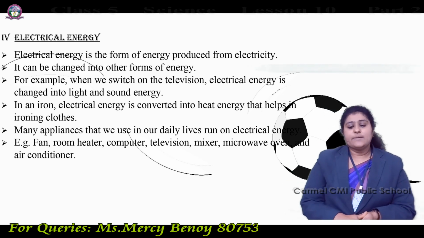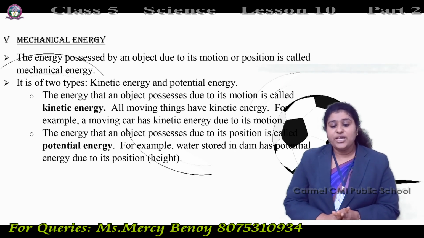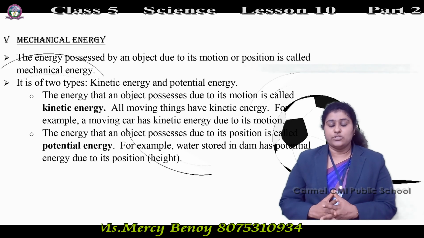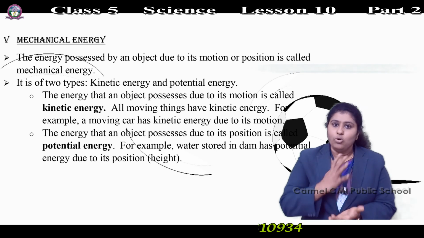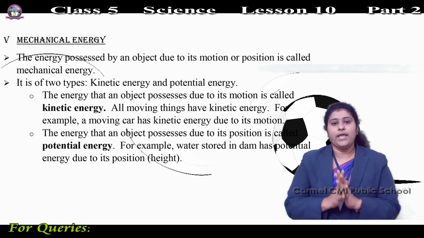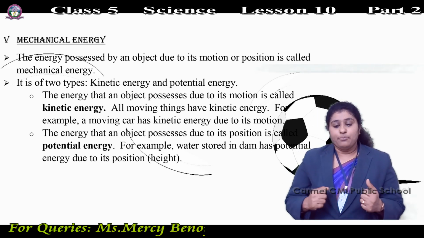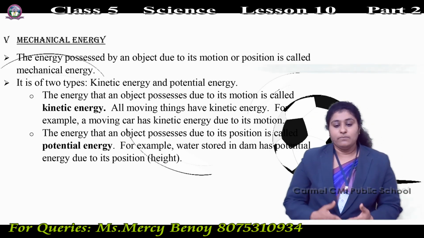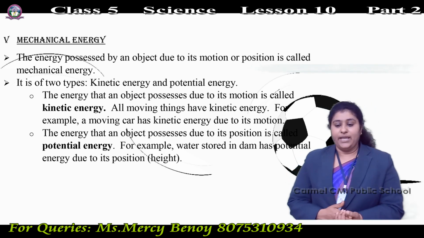Next is mechanical energy. Mechanical energy is the energy possessed by an object due to its movement or position where it is situated. That is called mechanical energy. The energy produced or possessed by an object due to its movement or position is called mechanical energy.